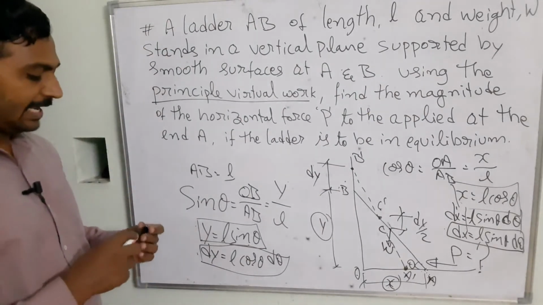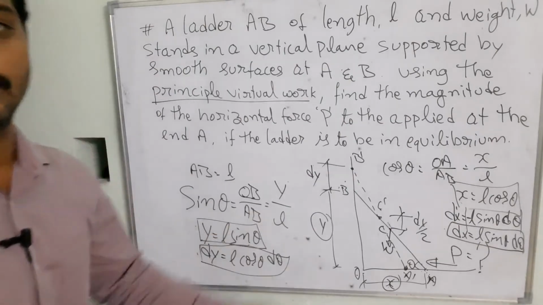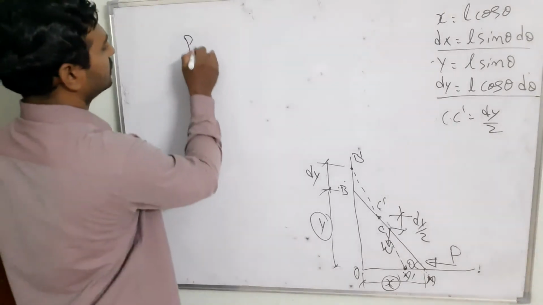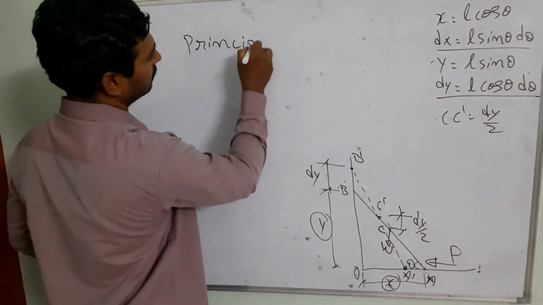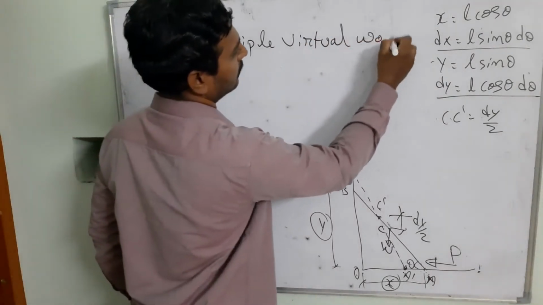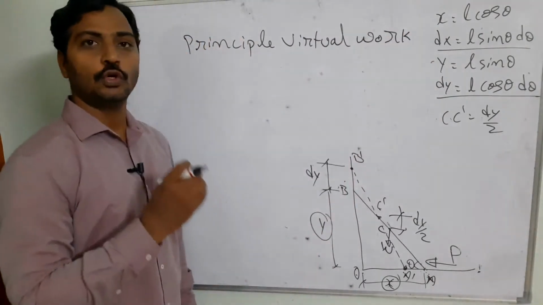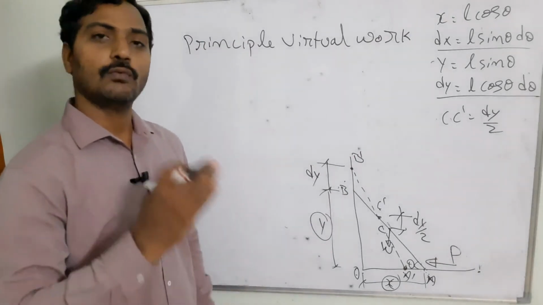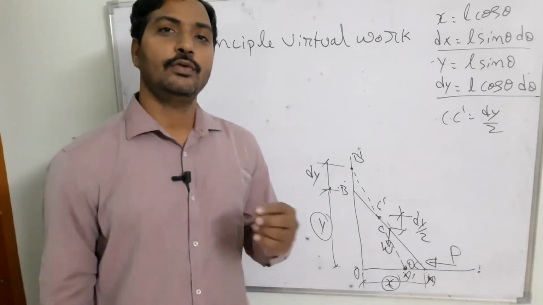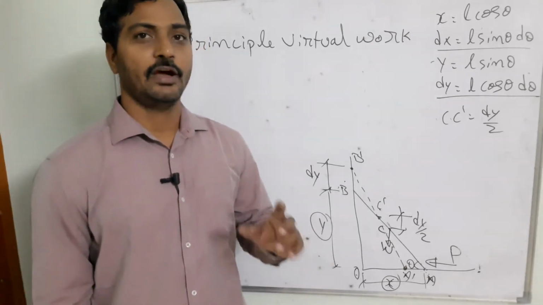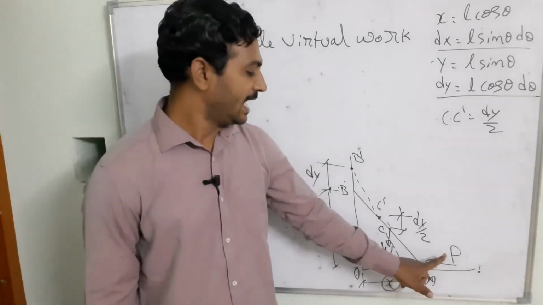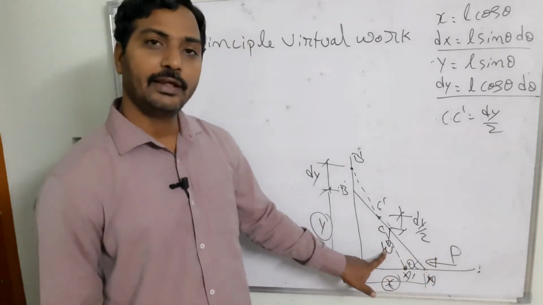Now I am going to apply the principle of virtual work. So in this case, what will happen? The total work done acting on that member, the total virtual work acting on that member is equal to 0. Before that, we need to find out how many forces are acting on this member. There we can see at A, the force P is going to be acting. At the C, the self weight of the ladder is going to be acting.